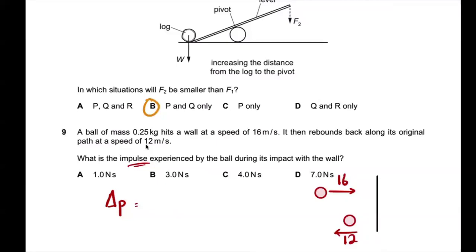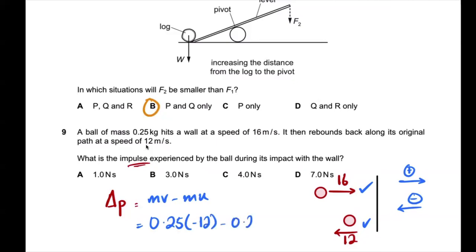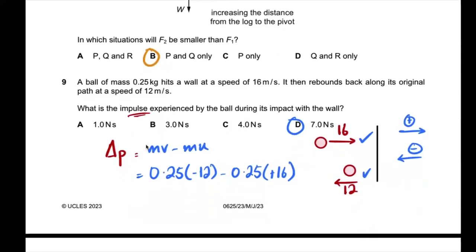Because this is a change in direction, you define a sign convention for yourself. Take velocities to the right as positive, velocities to the left as negative. This is your final, this is your initial, so just mv minus mu. So 0.25, because 12 is to the left, it's going to be minus 12 minus 0.25, and this is to the right, so it's plus 16. So it's really 0.25 times 28, if you can see the algebra happening here. So that's 7 Newton per second. Right? Whenever you have cases of rebounding, this means that the direction is reversing.